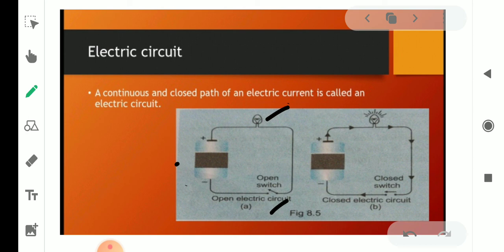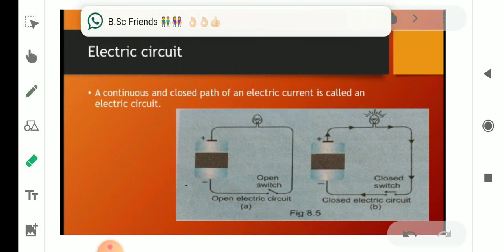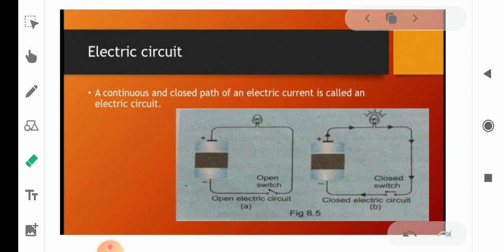Here in the picture you can see two circuits, that is an open electric circuit and a closed electric circuit. The first figure A represents the open circuit. Here it is called an open electric circuit because there is no continuous flow of current, because there is no connection between these two terminals.